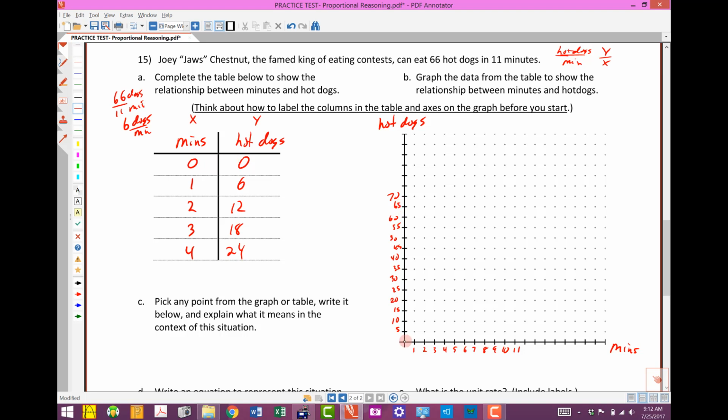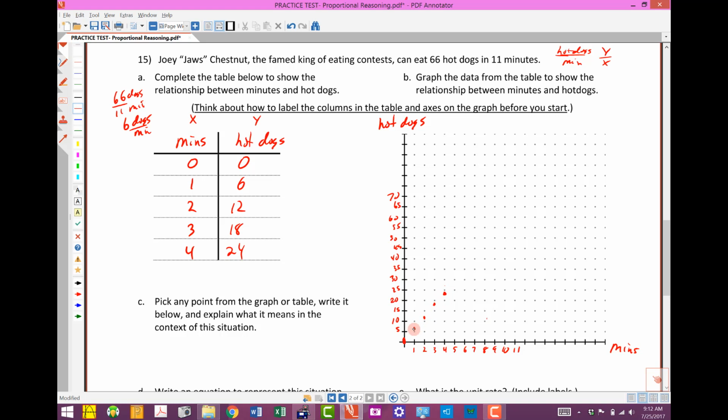So 0, 0, right there. 1, 6, just a little bit above the 1. Okay, so not a very convenient point there, so we'll do that one. 2, 12. 2, 12 is about right there. 3, 18, just a little bit less than 20, and 4, 24, so a little less than 25. Now, this does look pretty good. To me, it looks like we've got a pretty good line going here.